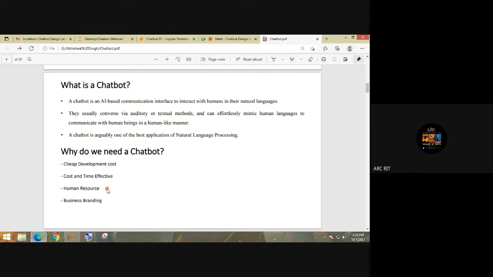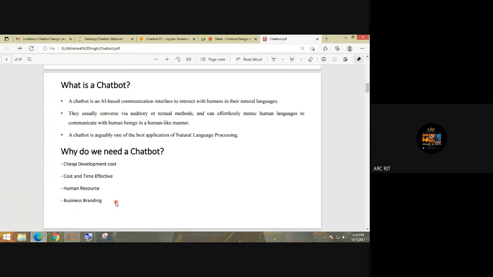Human resources, so today chatbots can also talk with text and speech technology, so it gives the feel as if a human is sitting on some other side and talking with you. And then business branding. Businesses are changing with technology, and chatbots are also changing, evolving in fact. We will see later how it is evolving. Chatbots also help in advertising and branding of organization products and services, and give daily updates to users.